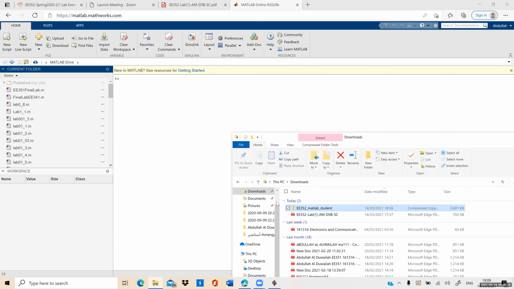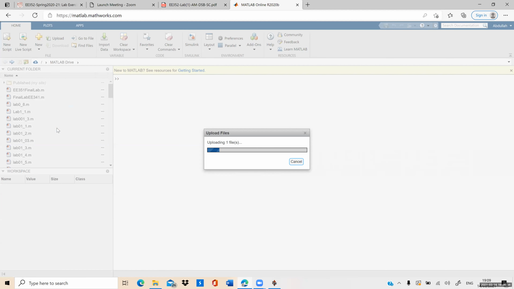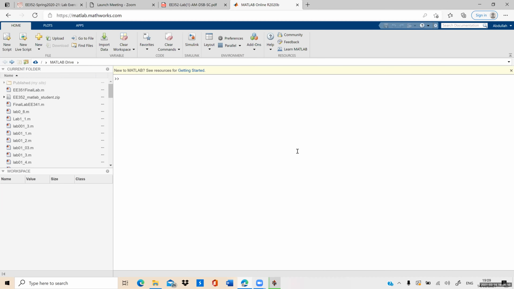The same zip file that you found in the downloaded folder. It's uploading right now. Yeah, this one. Drag and drop. Okay, wait. So I will click OK. Yes. Click OK. Just now you see the zipped folder there. Right click on that.